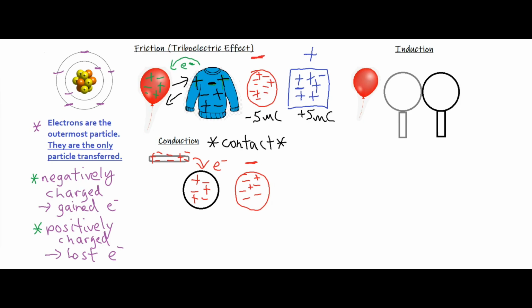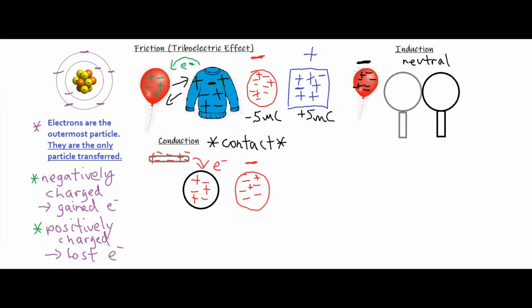All right, lastly, we have induction. So induction would be if you say you have that same balloon that snatched up a bunch of negatives from that sweater. It still has a net negative charge because it has more electrons than protons. What it's going to do is take two neutral objects, but shift their charges. So say for example we have two metal spheres here. They're neutral, which means that they have the same amount of protons and electrons overall between the two metal spheres.